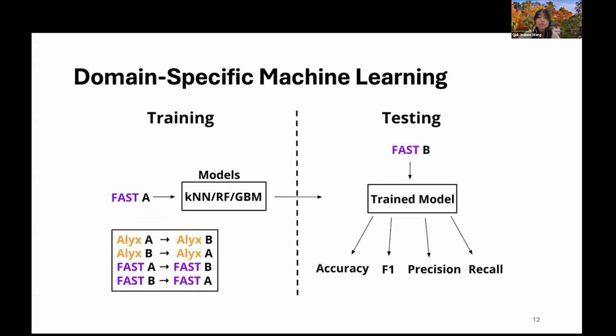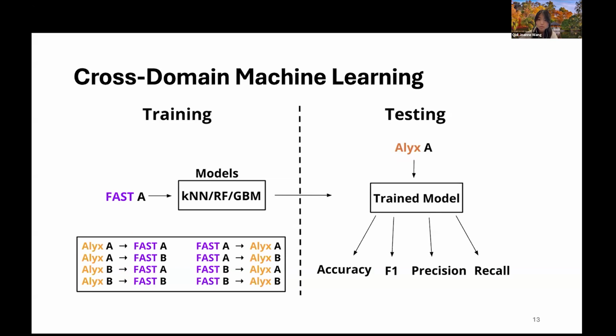Our domain-specific machine learning pipeline is the following. We start out with a subset of data, train one of our 3 models, and then we test it with the other subsets from within the same domain. We then collect our accuracy, F1, precision, and recall scores, which you can find in the supplemental materials of our paper.